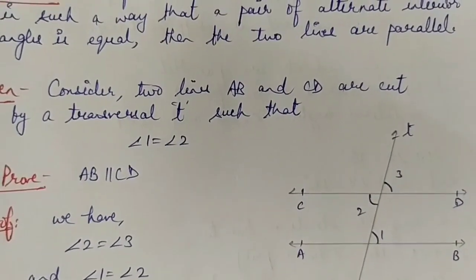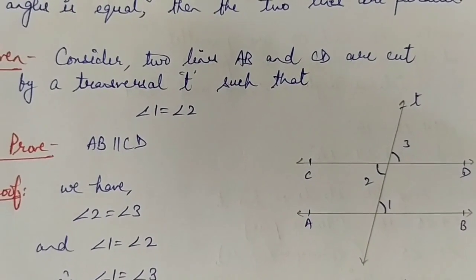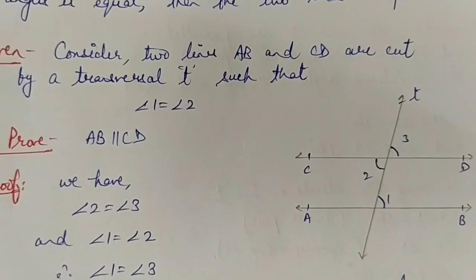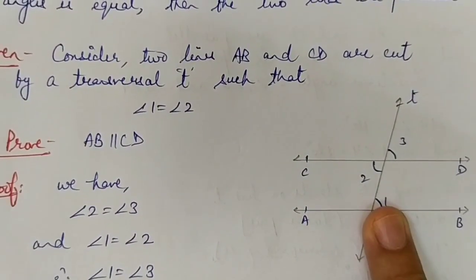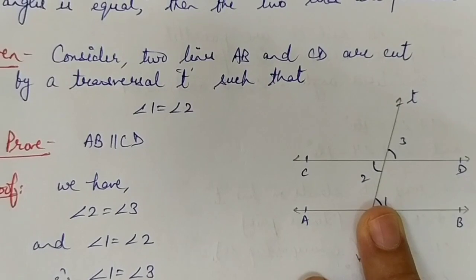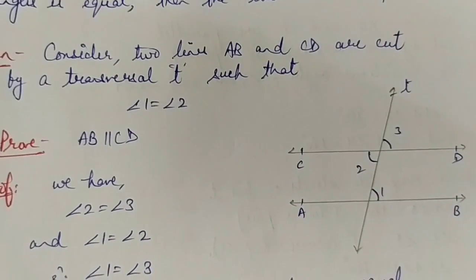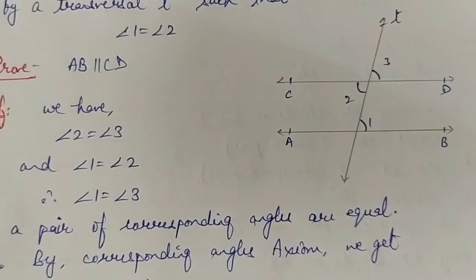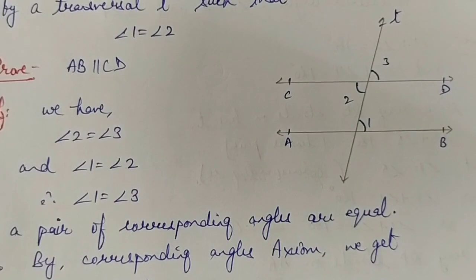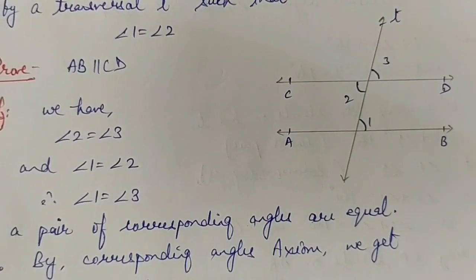Okay. Given, consider two lines AB and CD are cut by a transversal T such that angle 1 is equals to angle 2. Okay, हमने consider कर लिया कि एक पेयर ले लिया हमने अल्टरनेट इंटीरियर एंगल्स का और एंगल 1 एंगल 2 के इक्वल है. प्रूफ वी हैव, अब प्रूफ के लिए हमें 3 यूज़ करना है, एंगल 3, तो मैंने वो मार्क किया है. सो वी हैव एंगल 2 इज इक्वल्स टू एंगल 3. ओके, वर्टिकली अपोजिट एंगल.